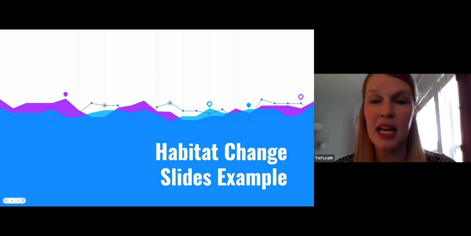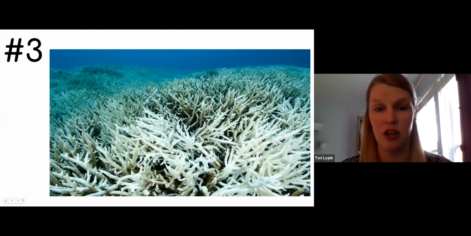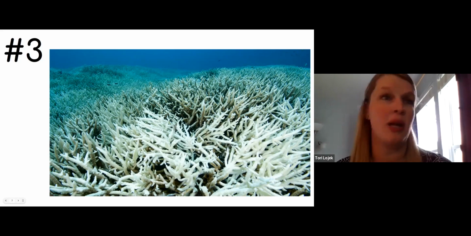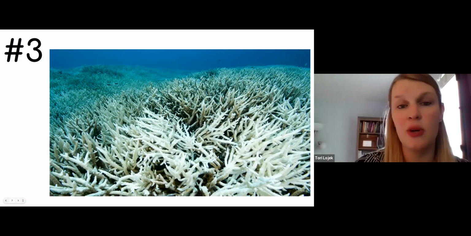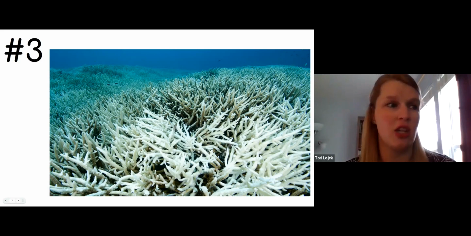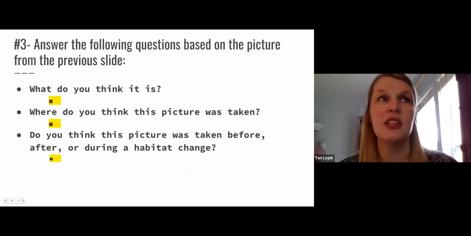So they are taken through the slideshow, and they have 3 things that they look at. So they get this picture. And before they move on to the next slide, they have a discussion with their group. Like, what do they see? What do they notice? What are things that they think this picture is representing in terms of a habitat change? So then they answer these questions.